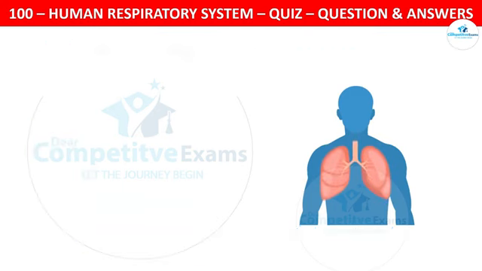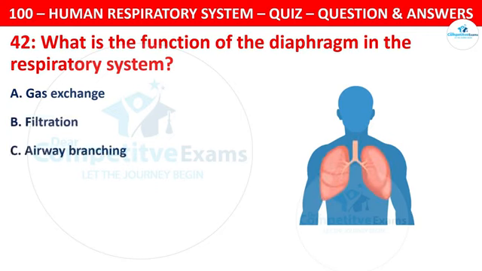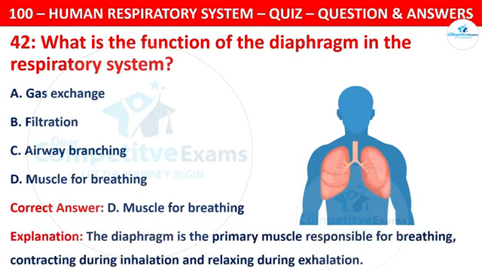Question number 42. What is the function of the diaphragm in the respiratory system? Your options are gas exchange, filtration, airway branching, or muscle for breathing. The correct answer is D, that is muscle for breathing. The diaphragm is the primary muscle responsible for breathing, contracting during inhalation and relaxing during exhalation.